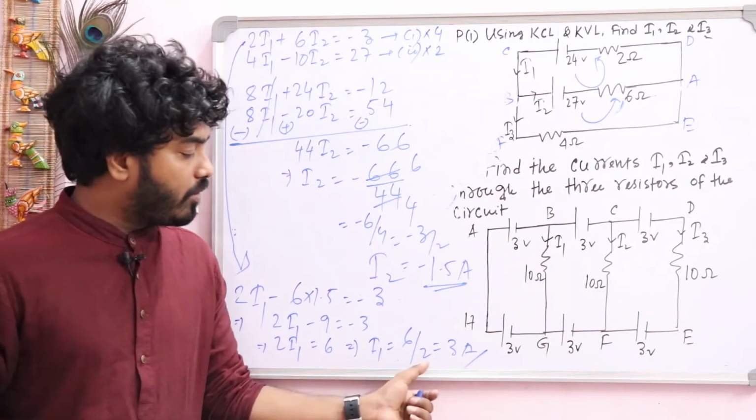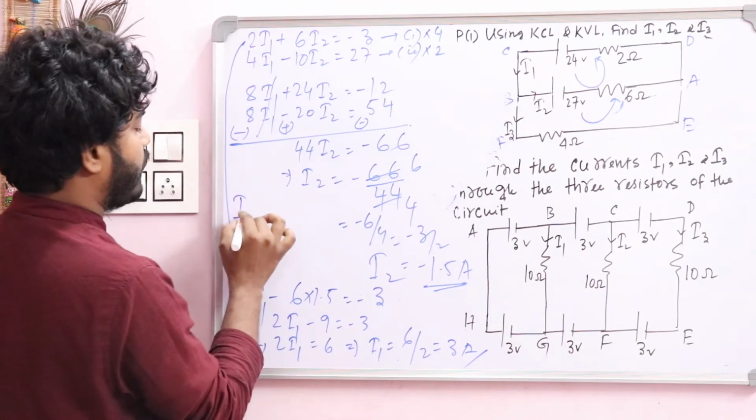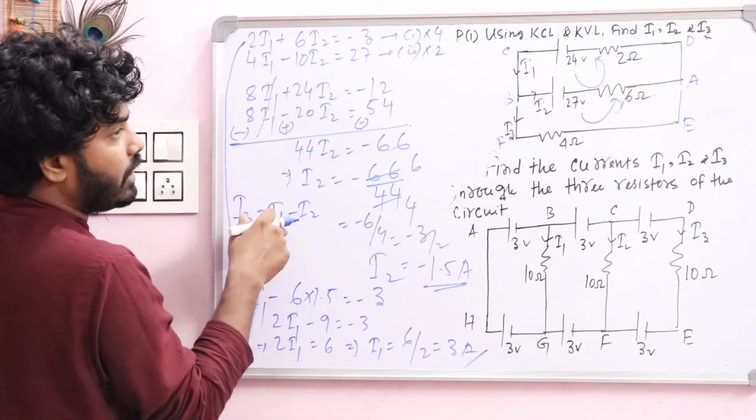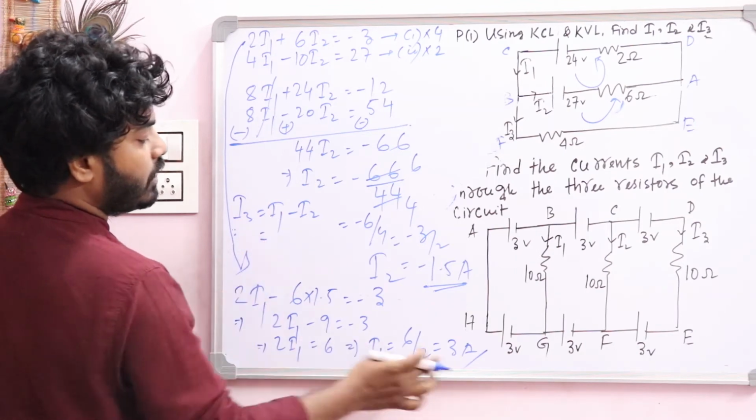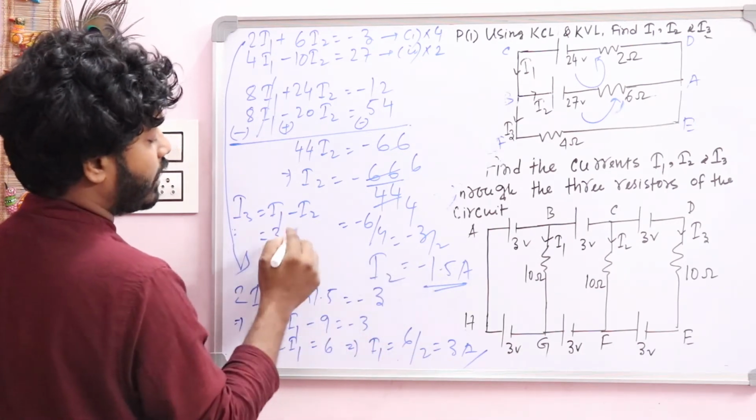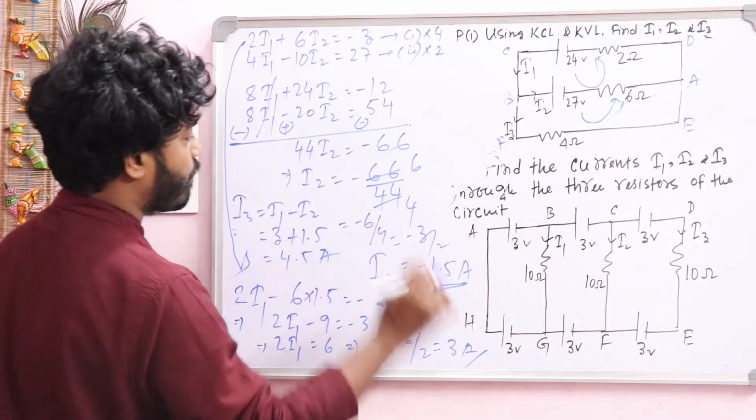Now you know the value of i1, you know the value of i2, and you know the formula, that is i3 equal to i1 minus i2 according to KCL. So this one is 3 and this one is i2, that is minus 1.5. So this one will be plus 1.5, that is 4.5 ampere.